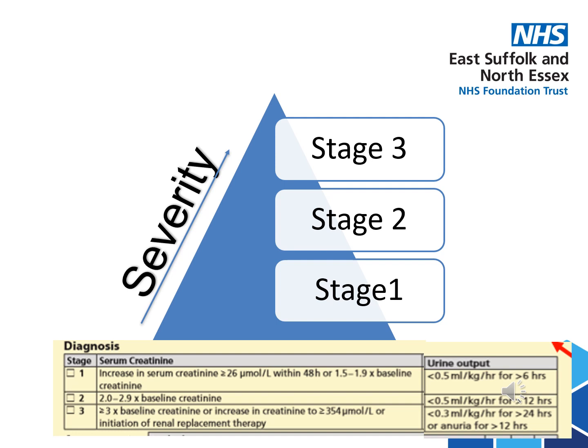So an AKI is staged either 1, 2 or 3 according to its severity, and it's usually staged by the doctor or the A&P. The assessing doctor should look at the patient's baseline serum creatinine and how much the creatinine has risen from its baseline. So usually for a healthy kidney, our creatinine sits around 50 to 98. A good marker to remember is that creatinine usually is less than 100. But just remember that for those patients with CKD, so chronic kidney disease, their baseline creatinine is likely to be higher, but they can still develop an AKI.